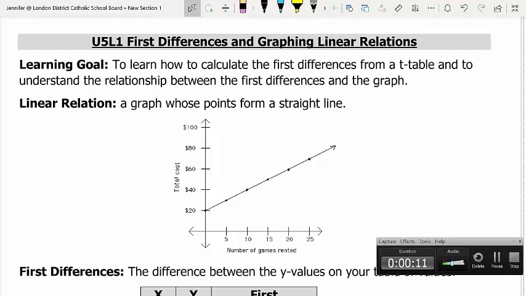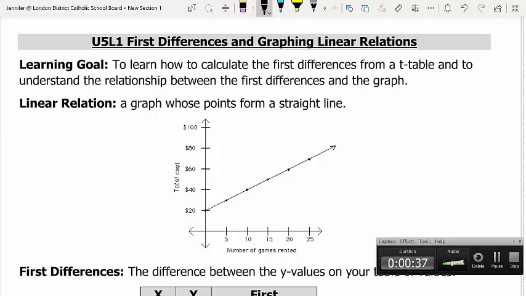Unit 5, Lesson 1, First Differences in Graphing Linear Relations. So the goal for today's lesson is to teach you how to calculate the first differences from a t-table, or a table of values, and then to understand the relationship between the first differences that you just calculated and the way the graph looks.